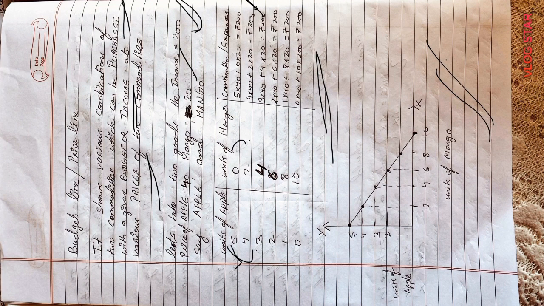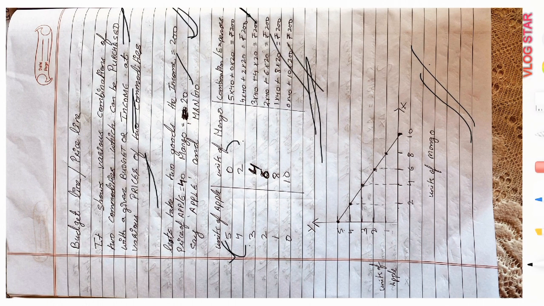See, over here also, what was the maximum? Using this formula also, the maximum of apple was 5 and the maximum of mango was 10. So either way, we are getting the same thing.